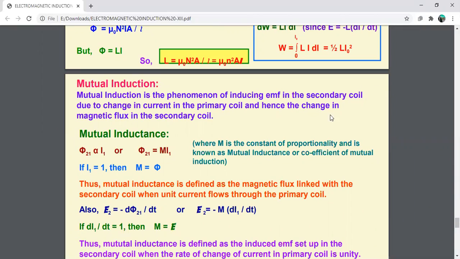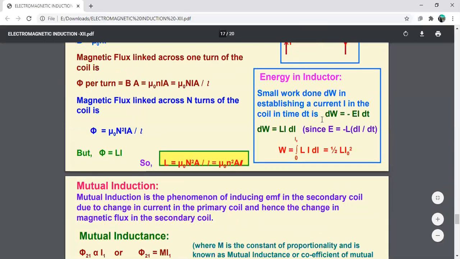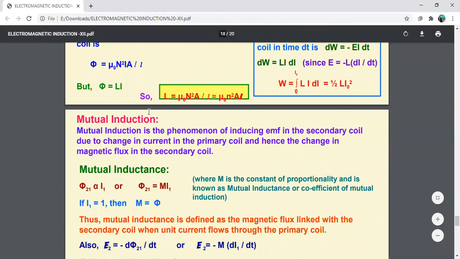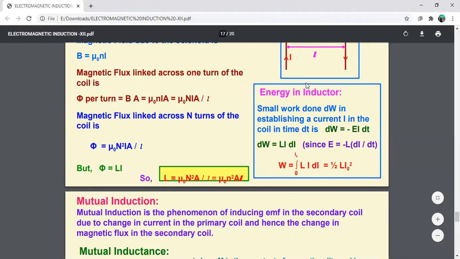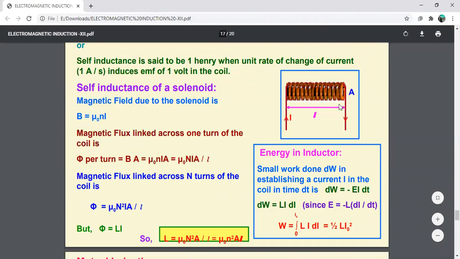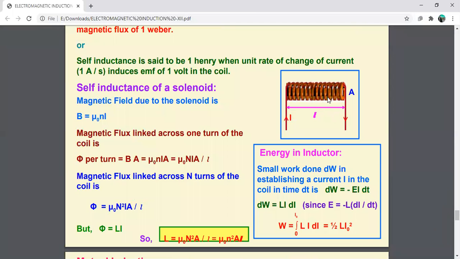Now, so far we have discussed self-induction. Now we will discuss mutual induction. Here, in this case, only a single solenoid was taken. So if current I flows through this solenoid, due to variation of its own current, EMF gets induced in the solenoid. This is called self-induction.